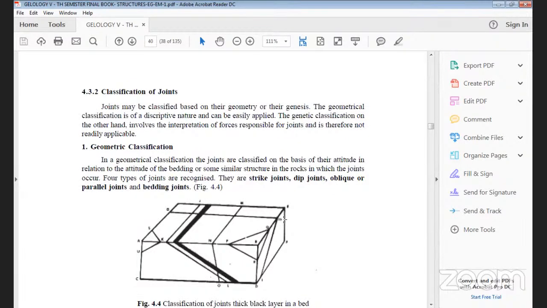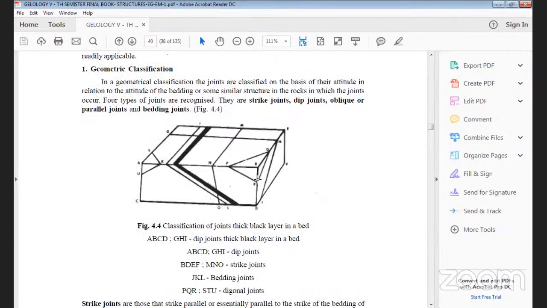Joints may be classified based on their geometry and their genesis. The geometrical classification is of a descriptive nature and can be easily applied. The genetic classification, on the other hand, involves the interpretation of forces responsible for the joints and is therefore not readily accepted. In the geometrical classification, joints are classified on the basis of their attitude, the relationship to the attitude of the bedding planes or similar structure in the rocks.